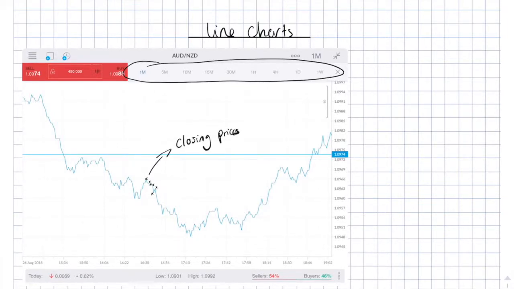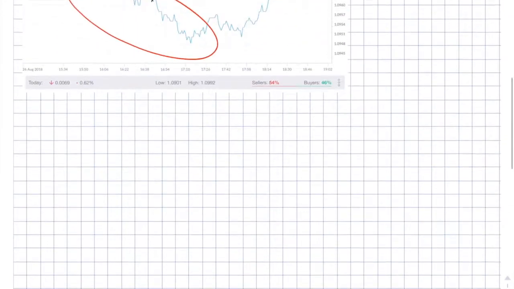This is the line chart, and as you can see, you can observe trends. I've just circled a trend that you can observe very clearly, a downward trend. This is primarily what line charts are used for: to observe trends without a cluttered view, without having any other information apart from the closing prices, because that's what's most important. So let's move on to another example on MetaTrader 4.